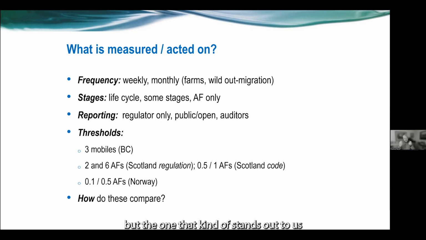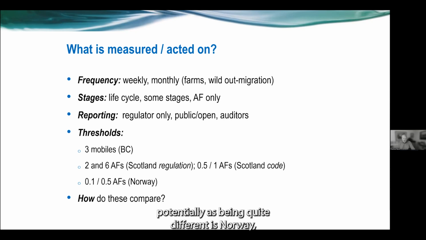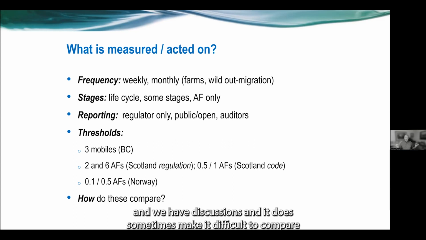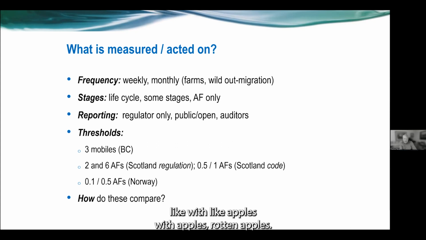But the one that kind of stands out to us potentially as being quite different is Norway, where a very, very low level of 0.1 adult females has been set during the sensitive period, or 0.5 during the rest of the year. And we'll say something about that in a moment, but it's just important to be aware that some of these things are in the background when we have discussions. And it does sometimes make it difficult to compare like with like, apples with apples rather than apples with oranges.